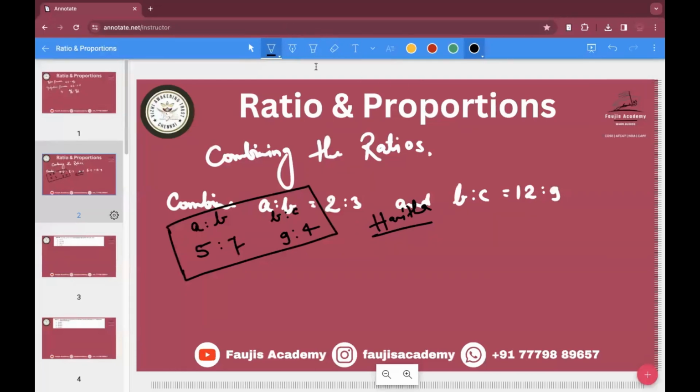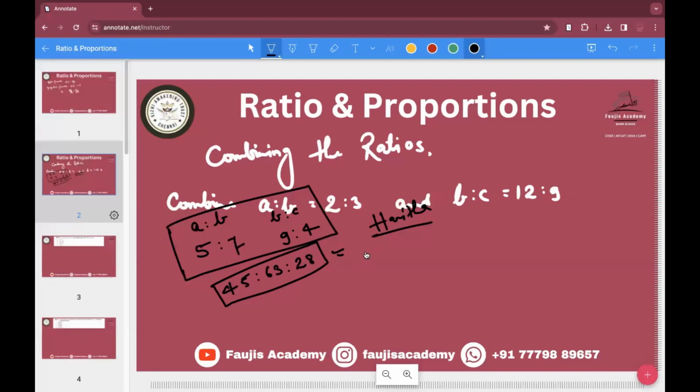45 is to 63 is to 28, sir. Yep. Can we simplify it further, Shruti? No, I don't think we can. By 3, no, by 4. Yeah, this is it.